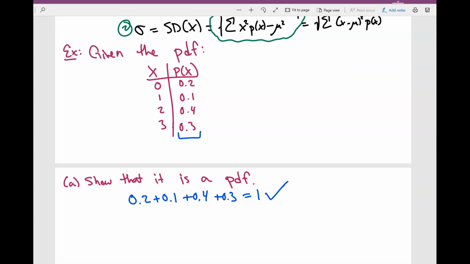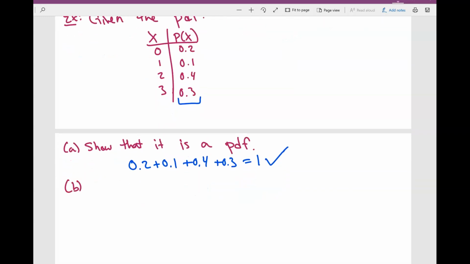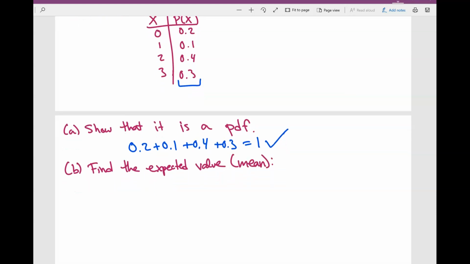Okay, all right, so now let's go to part B. Part B is find the expected value. Whenever I say expected value, I'm just asking for the mean. The expected value or the mean has a formula: mu is equal to the expected value of x, which is equal to the sum of x times p of x. What this funky looking, scary looking formula is basically saying is you're just going to take all of your x's and multiply them by the probabilities.